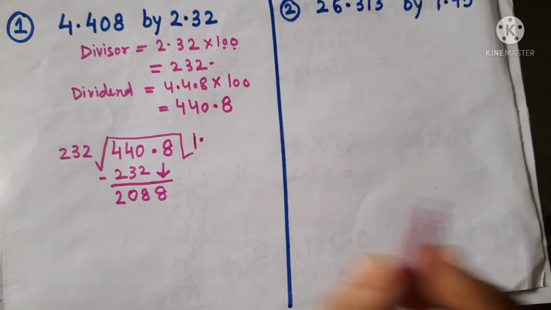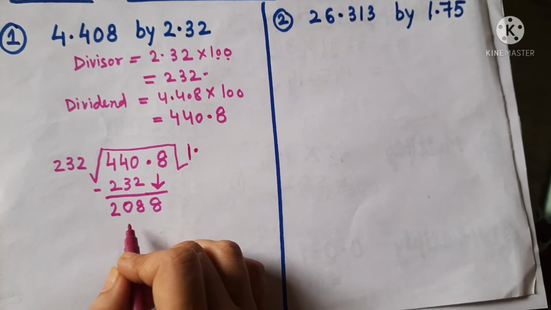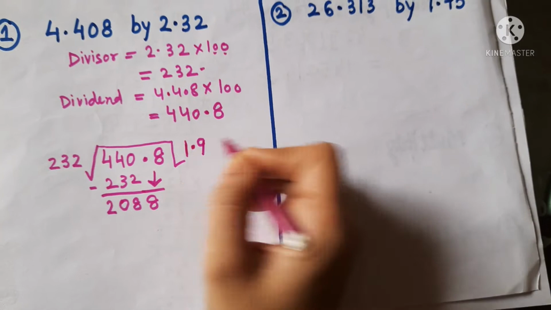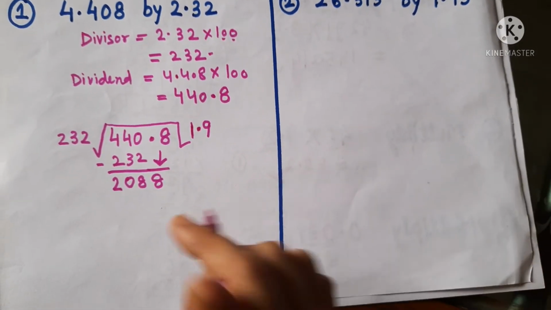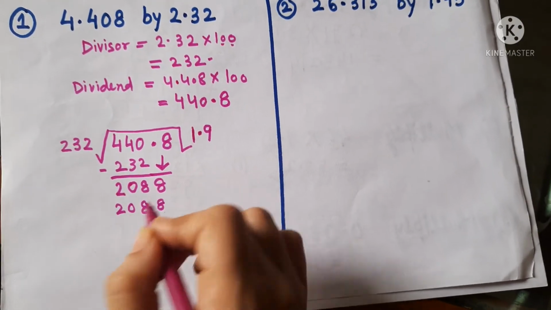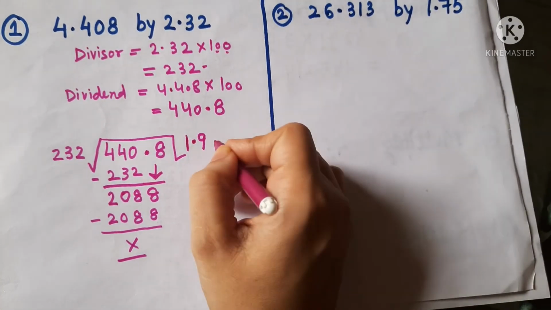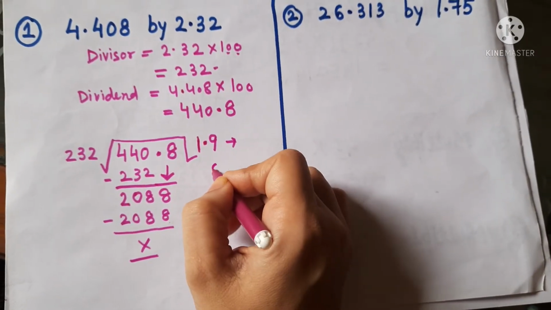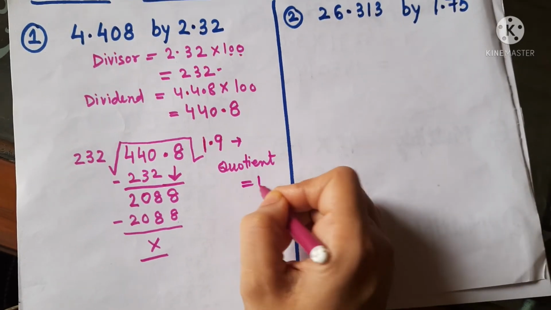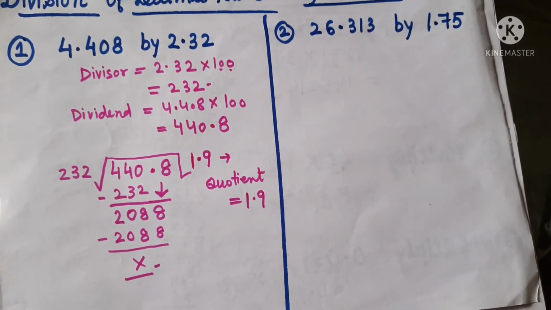2088. Now you can multiply 232 by some number, and you have to find out on which number it will go. Okay, it will go with the number 9. You can multiply 232 by 9. We will get exactly the same number, 2088. Subtract the term. So what's the quotient here? Here is the quotient 1.9. That is our answer. 1.9. I think you got the concept, and the remainder is 0.